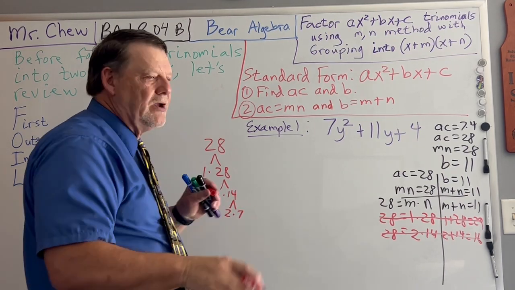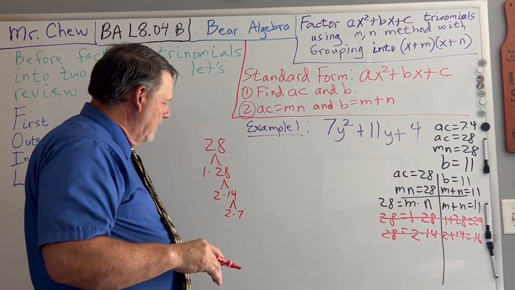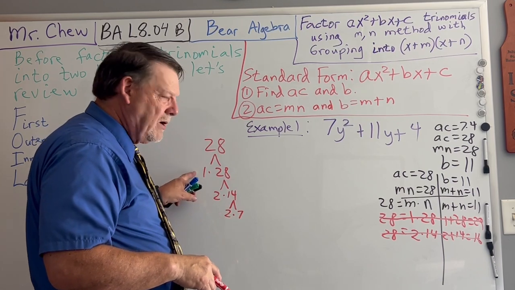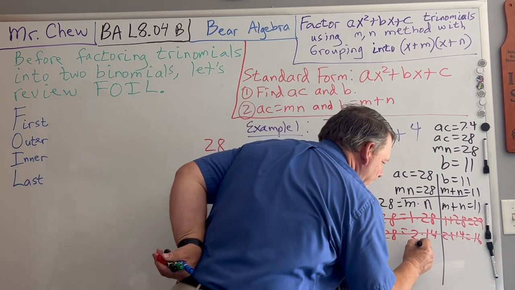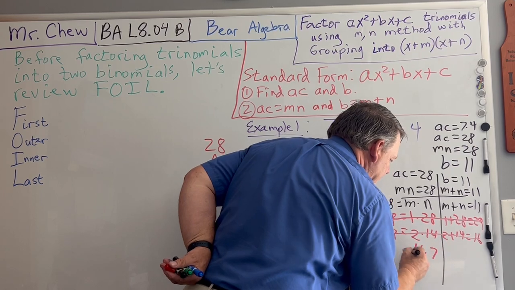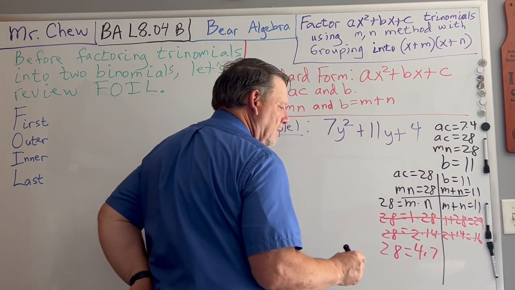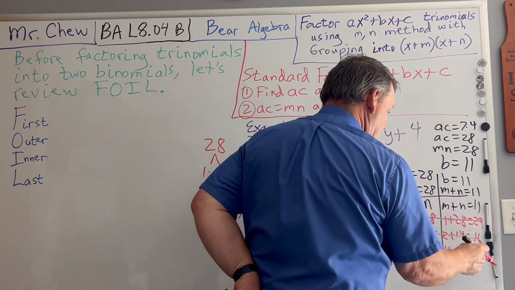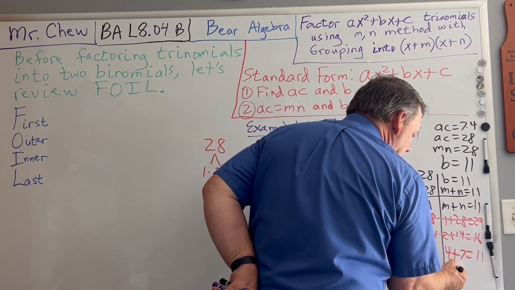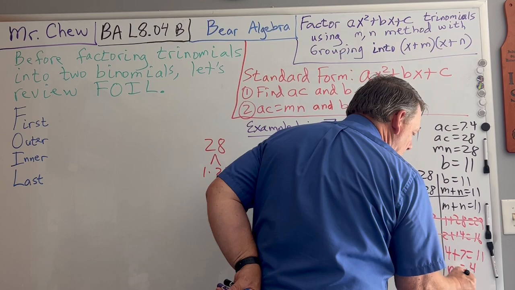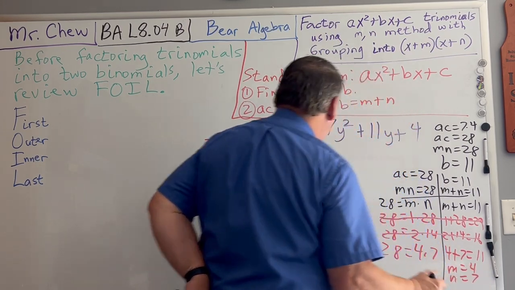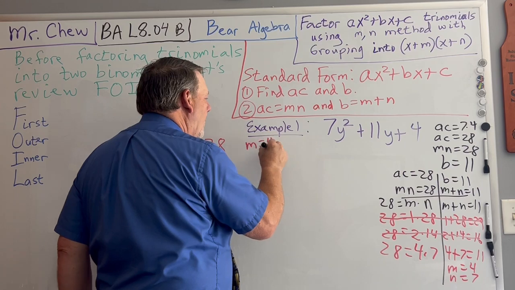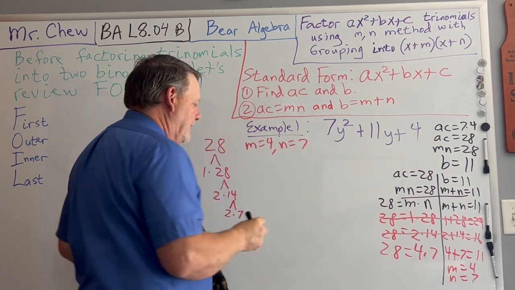Now here's where some students will struggle. What do I multiply by 7? Well, 2 times 2 times 1, which is 4. And 4 times 7 is 28. And 4 plus 7 is 11. So I know that my M equals 4 and my N equals 7.